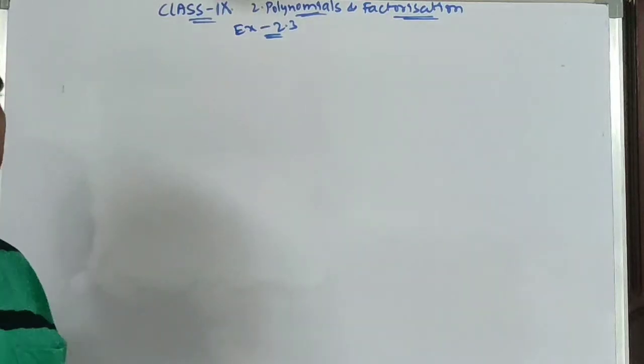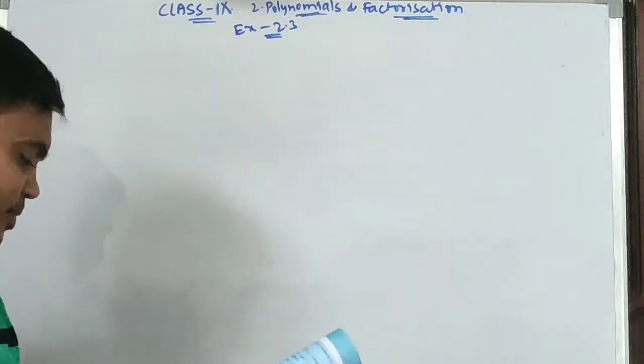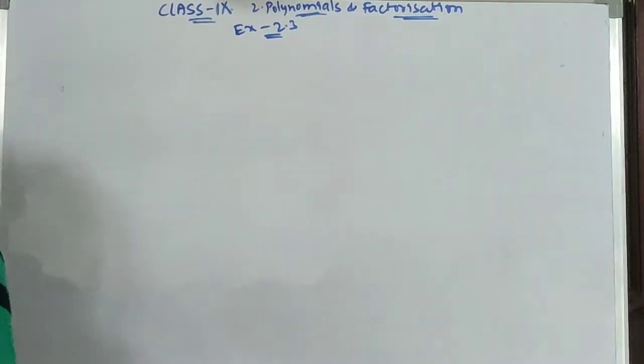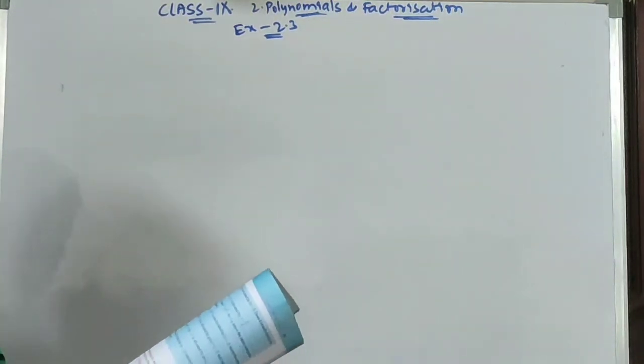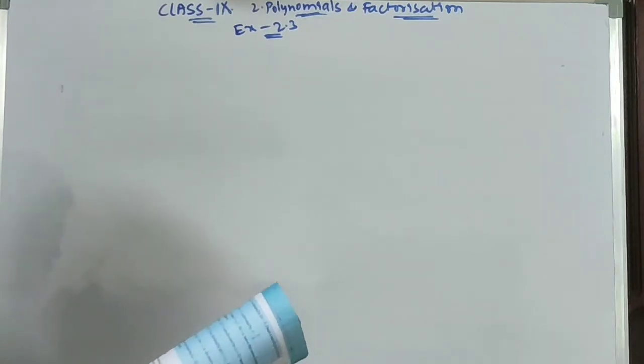Exercise 2.3 is based on the remainder theorem. First question, page number 42. All of you open page number 42. So, first question: find the remainder when the polynomial is given.